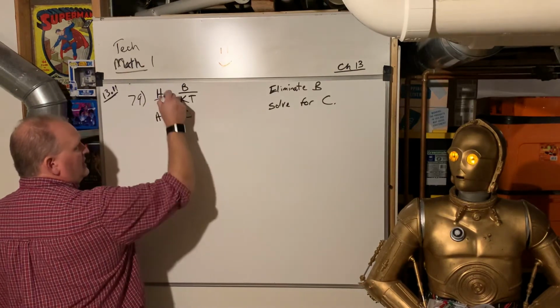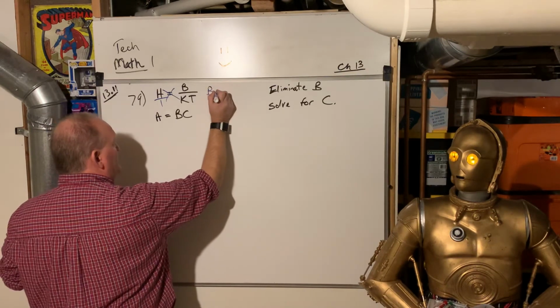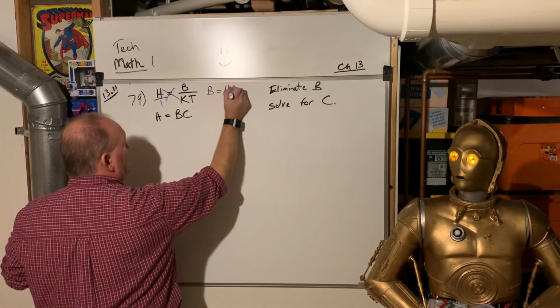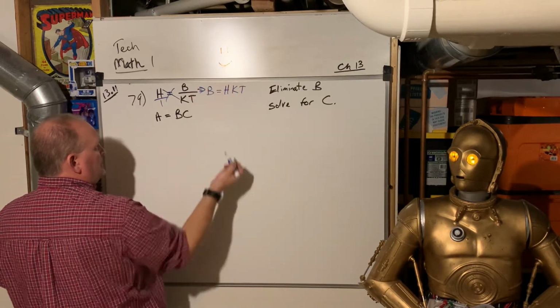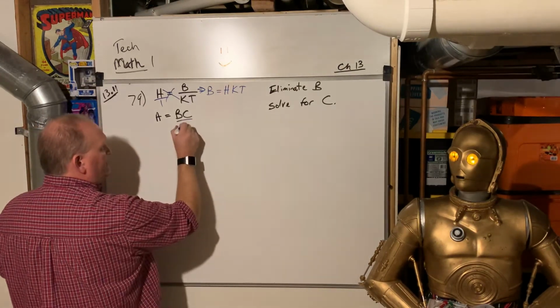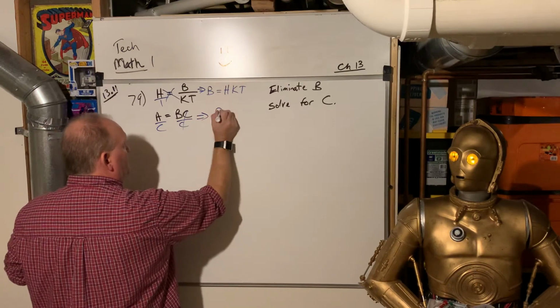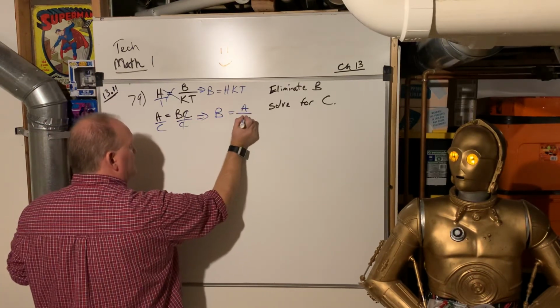In this case, we would cross multiply and solve. That would solve it. It would be B is equal to HKT. So that's what that ends up being. This one is pretty easy to solve for B. You just divide both sides by C. That wipes that out. And so we end up with B is equal to A over C.